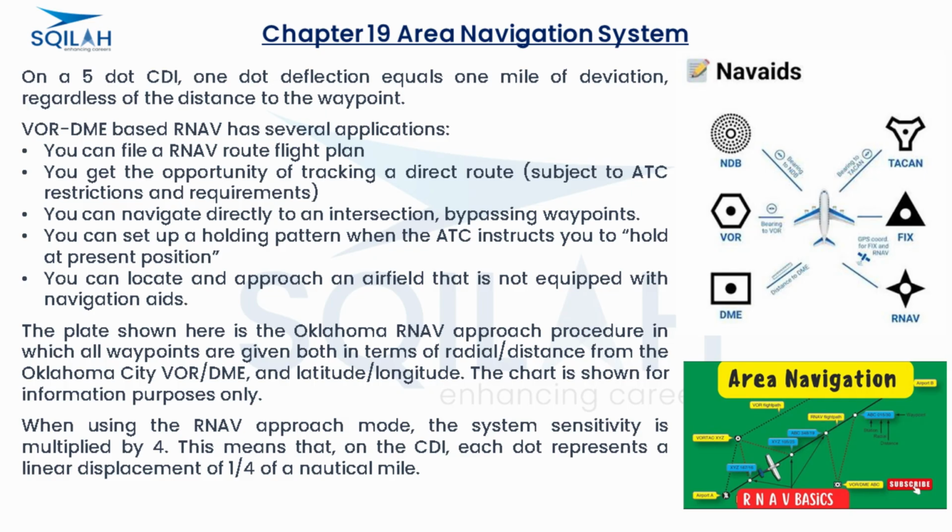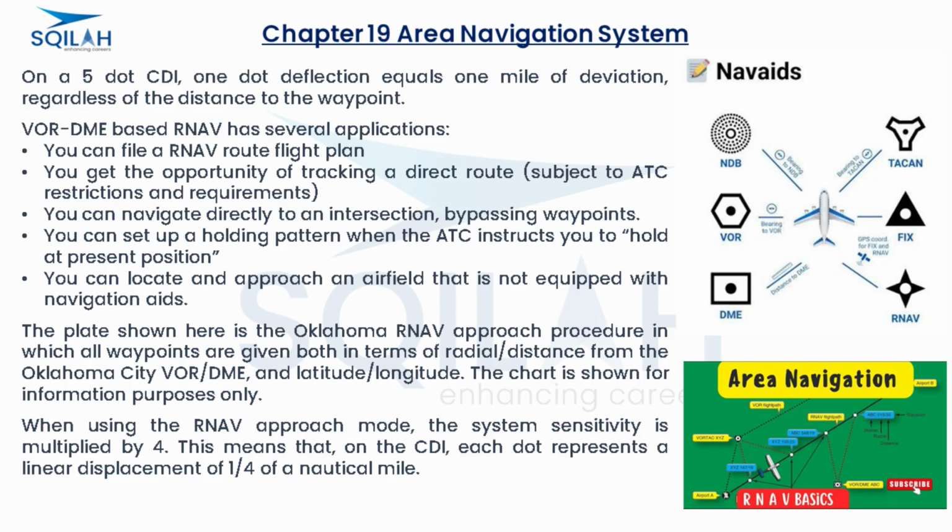VOR-DME-based R-NAV has several applications. You can file a R-NAV route flight plan. You get the opportunity of tracking a direct route, subject to ATC restrictions and requirements. You can navigate directly to an intersection, bypassing waypoints. You can set up a holding pattern when the ATC instructs you to hold at present position. You can locate and approach an airfield that is not equipped with navigation aids.